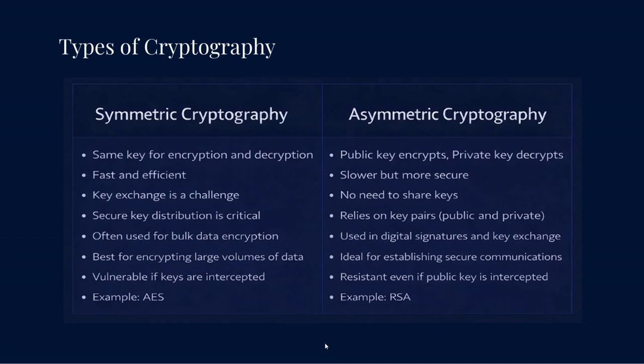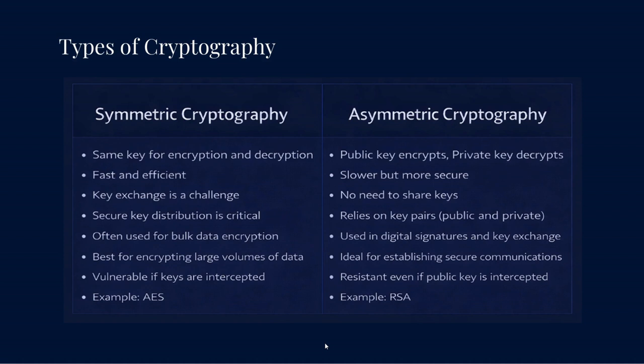Let's move to types of cryptography. There are 2 main types, symmetric and asymmetric cryptography. First, symmetric cryptography. Here, the same key is used for both encryption and decryption. That means the sender and receiver must share the same secret key. It is very fast and efficient. That's why it is used for encrypting large amounts of data. But there is one major problem. How do you share this key securely? If the key is intercepted, the entire system breaks.